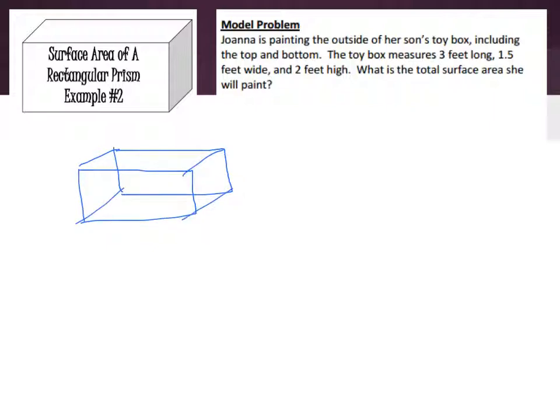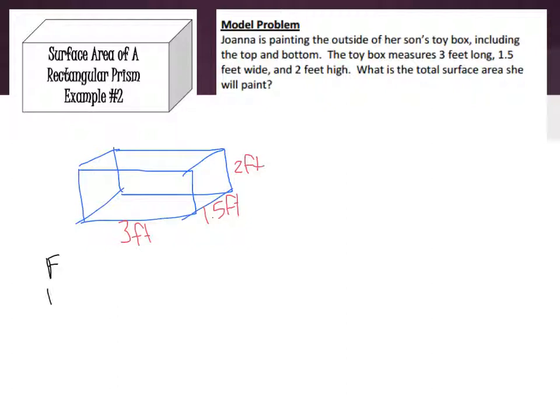I'm going to label this 3 feet long, 1.5 feet wide, and 2 feet high. And we have 2 methods. We can find the front, the back, the left, the right, the top, and the bottom, add them all up, or we can use our formula. I'm going to do both of them together with you.